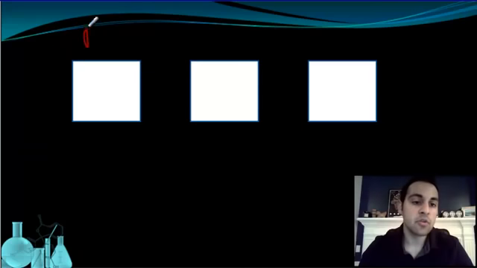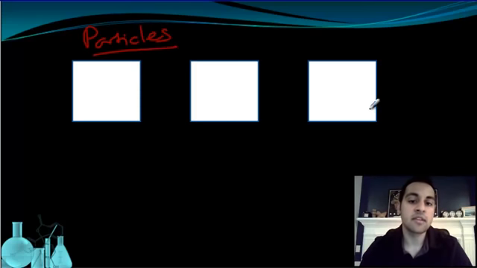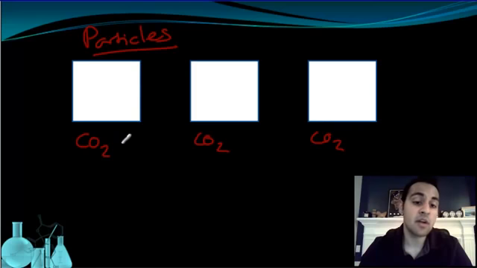The next thing we want to look at is particles. We're going to look at particles of solids, liquids, and gases. So I'm going to have three boxes here. I'm going to fill them in, and you should draw these boxes as well. Let's pick a substance here. Let's use carbon dioxide. I'm going to put carbon dioxide in each of these boxes, and we're going to use different states in each box.